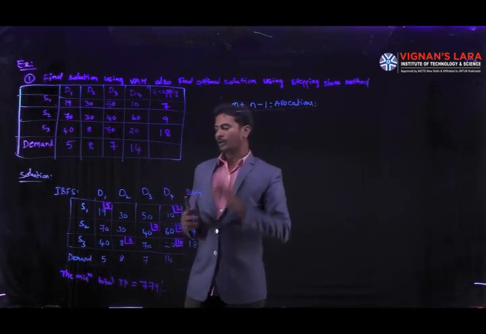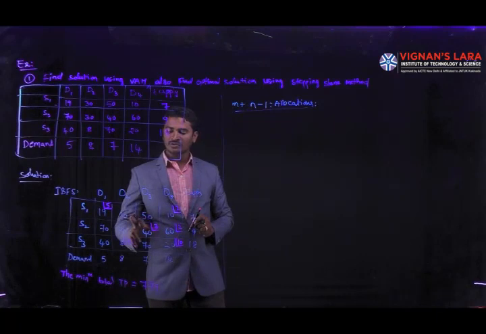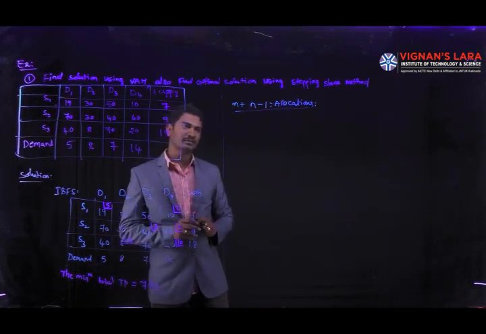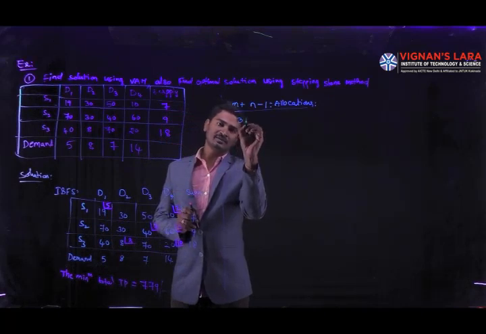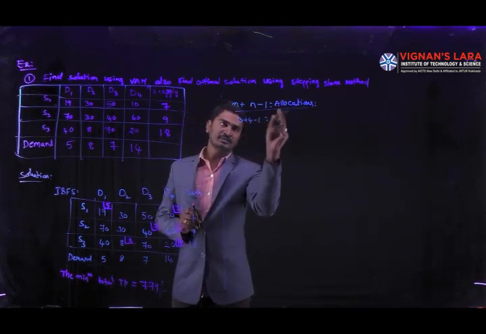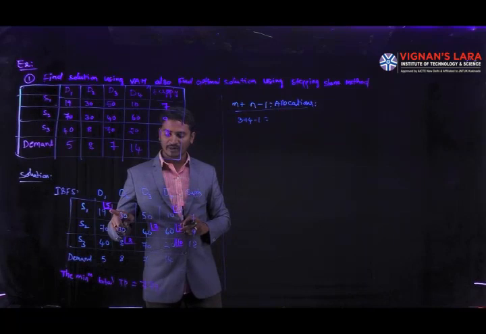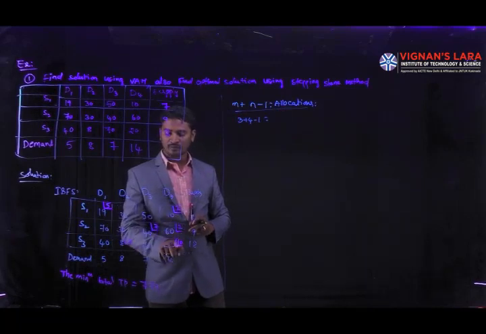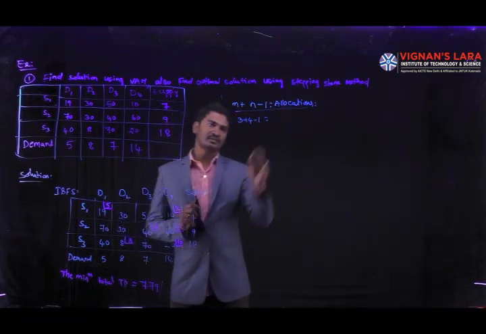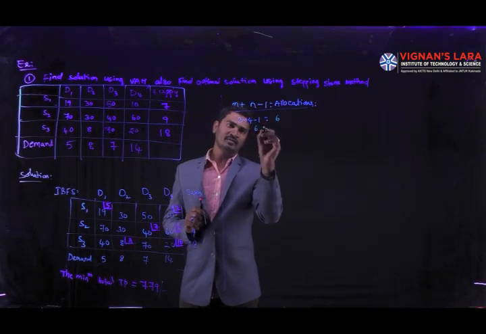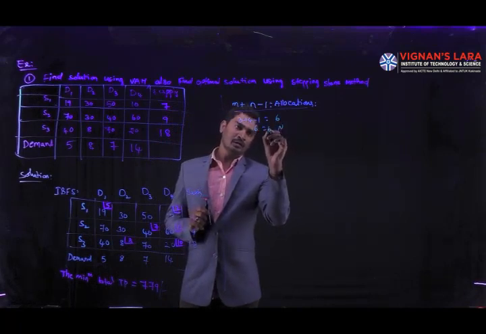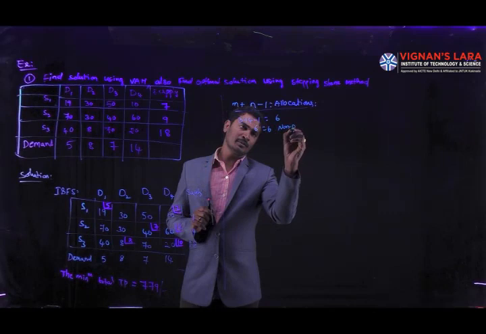How many rows are there? 1, 2, 3, so 3 rows and 4 columns are there. 3 plus 4 minus 1 is equal to the number of allocations. How many allocations are there? 1, 2, 3, 4, 5, 6 allocations are there. So 6 is equal to 6. It is a non-degeneracy problem.